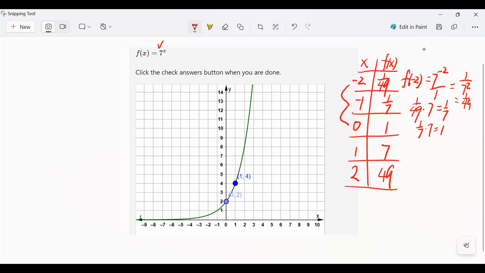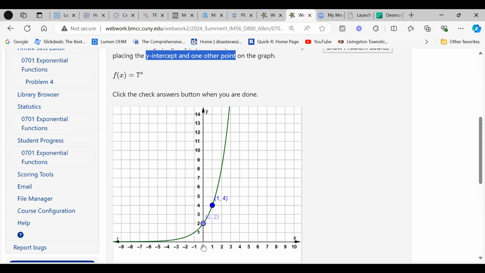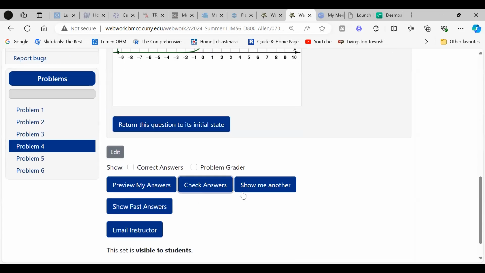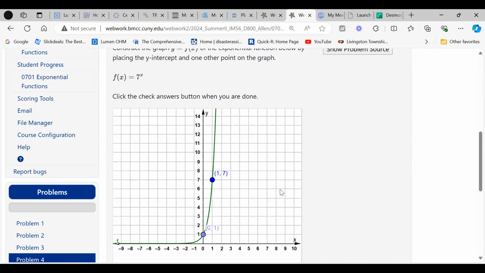Right? And basically, we can just pick any 2 points, let's say 0, 1 and 1, 7, to graph it. So you do 0, 1 and 1, 7, and you will get the graph. Yep. So that will do it, right? This graph only requires 2 points. Then you check it, it's good. Okay. Any question about that?